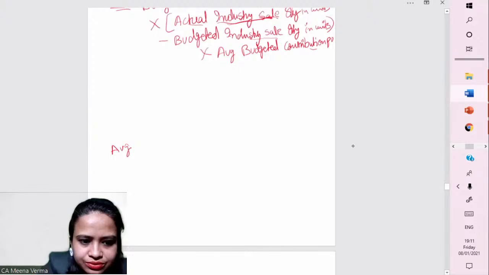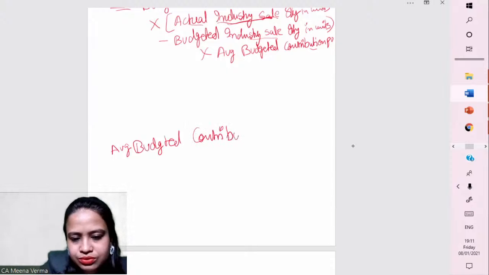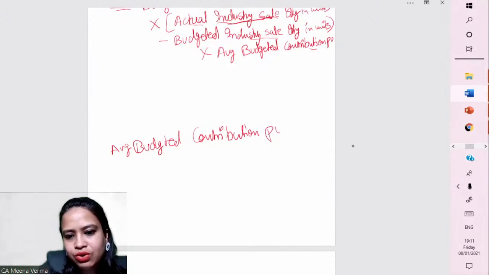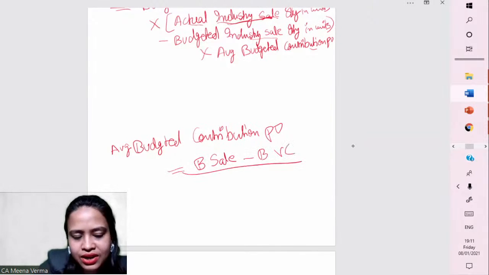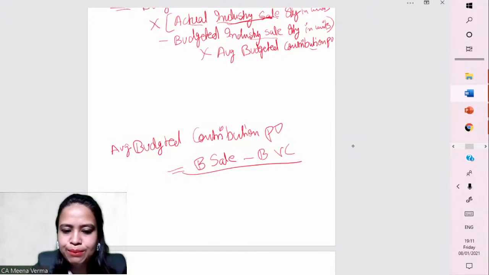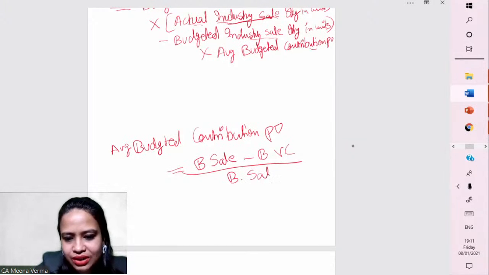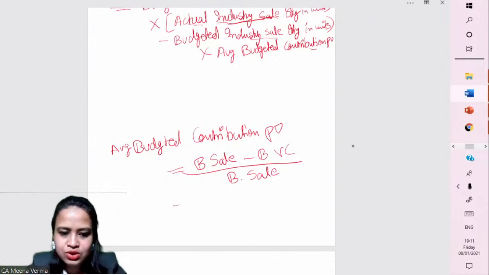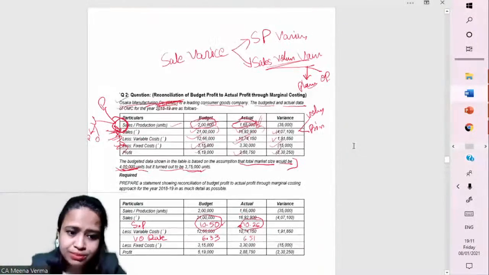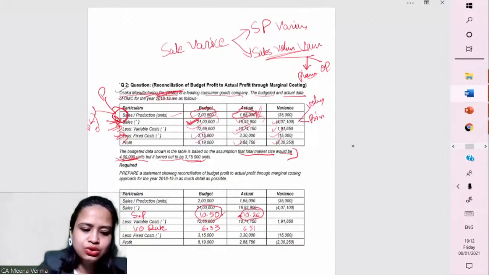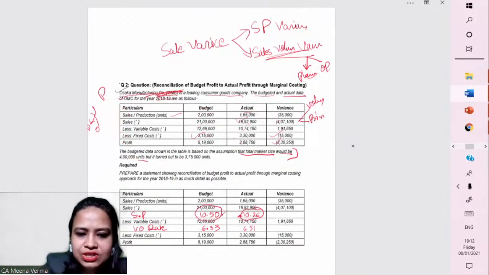Average contribution per unit. For that, what you need to consider? The budgeted sale minus budgeted variable cost, divided by your budgeted sale of the organization. So what is the budgeted sale of the company? This 21 lakh. 21 lakh is the budgeted sale of the company.